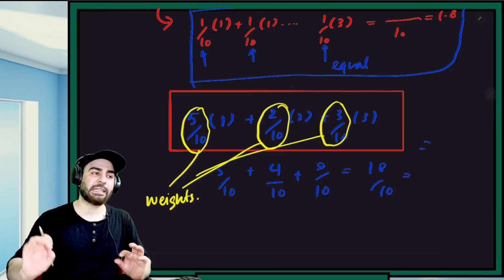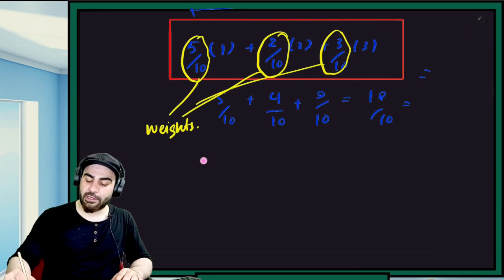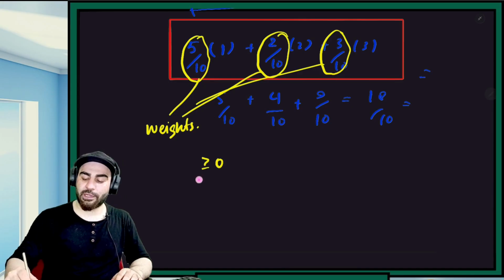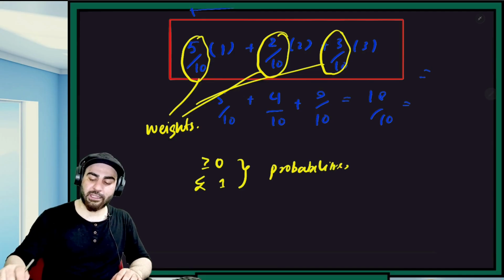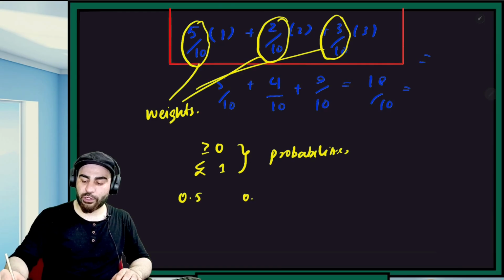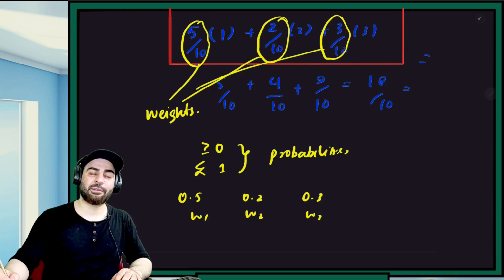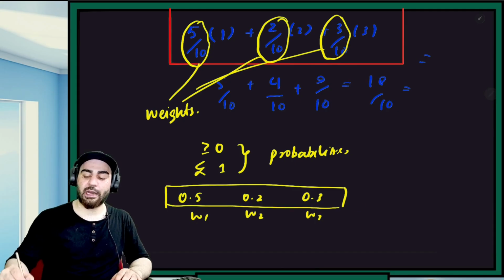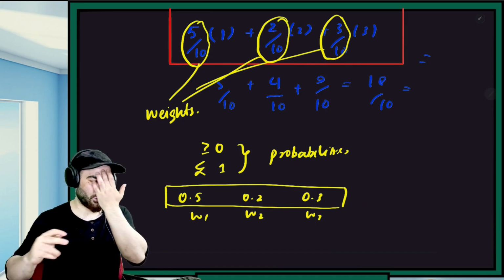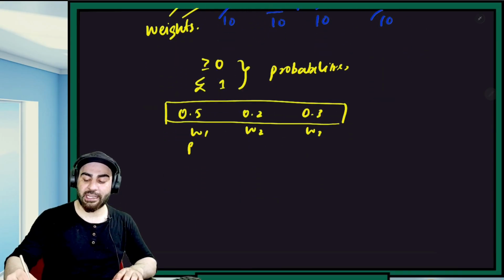Now if you see, these weights have a particular property. The first property is they are non-negative, and the second property is they sum up to 1. So can't we think of these weights as probabilities then? The first weight is 0.5, the second is 0.2, the third is 0.3. Consider these as W1, W2 and W3. I can see that they are non-negative and that they sum up to 1. So I can say these are probabilities. I can assign this P1, this P2, this P3.